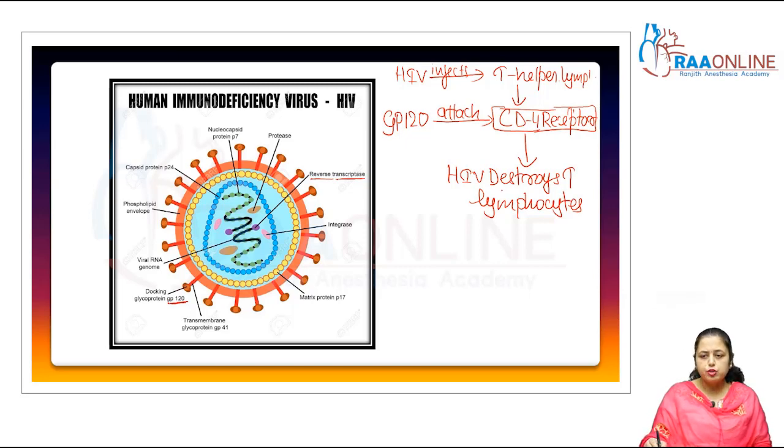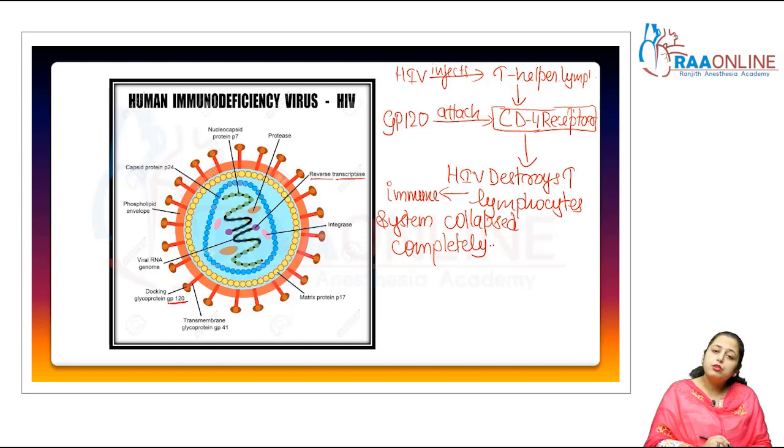So the HIV destroys the T lymphocytes and affects the other lymphocytes also, right? And what will happen in that manner, our immune system gets collapsed completely, right? And uncontrolled infections enter the body, right? What are the signs and symptoms of that?